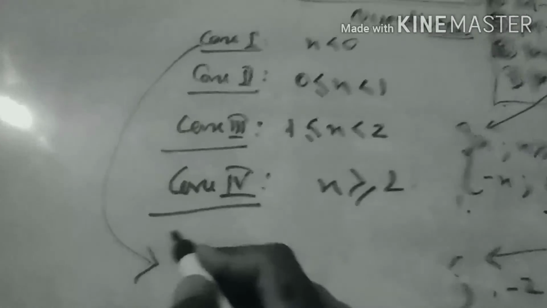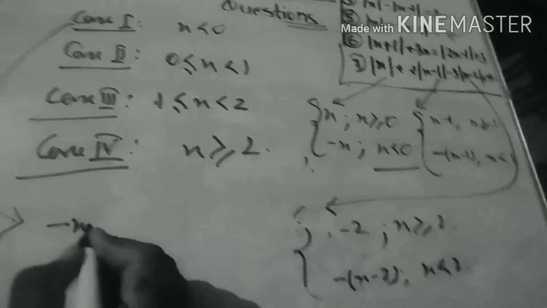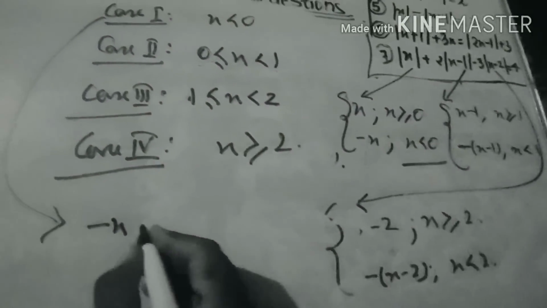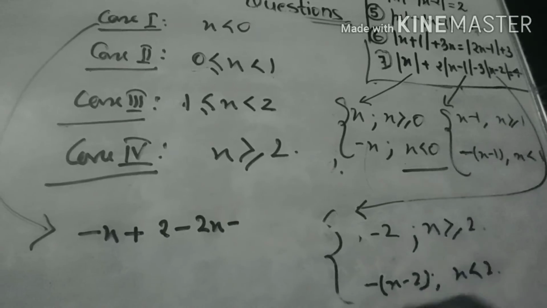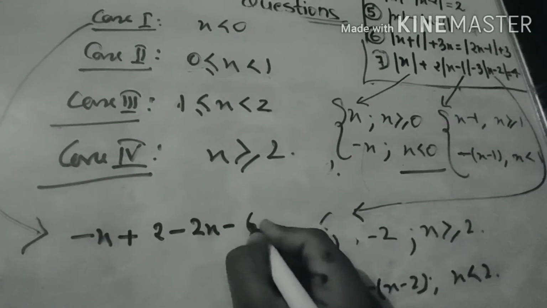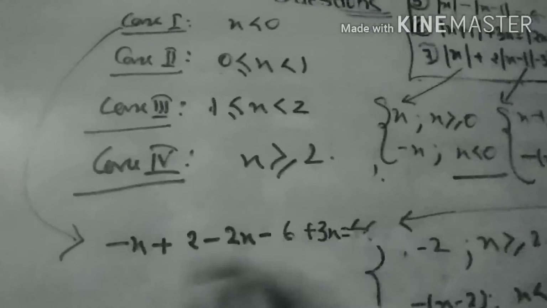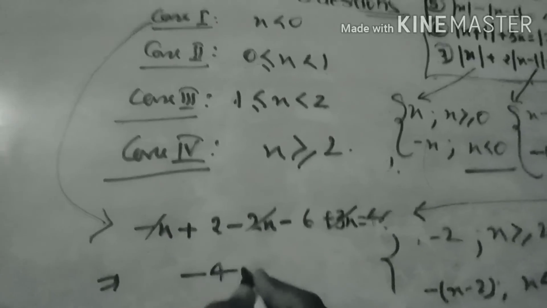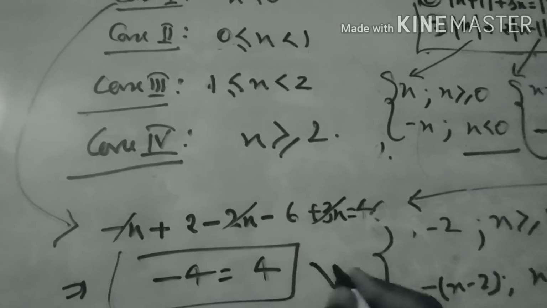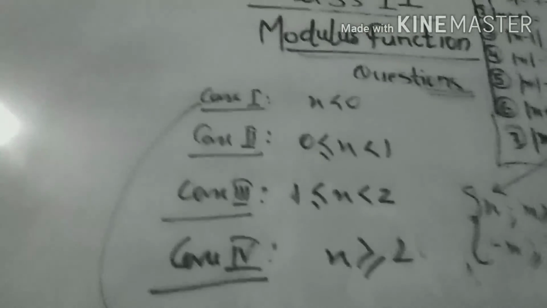So when we take case 1, we will get modulus x equal to minus x, x minus 1 equal to 1 minus x, that will be plus 2 minus 2x, and x minus 2 will equal 2 minus x, that will be minus 6, and plus 3x equals 4. When we solve this, 3x cancels, minus 4 equals 4, which is never possible, so case 1 fails. Now we'll be solving case 2.